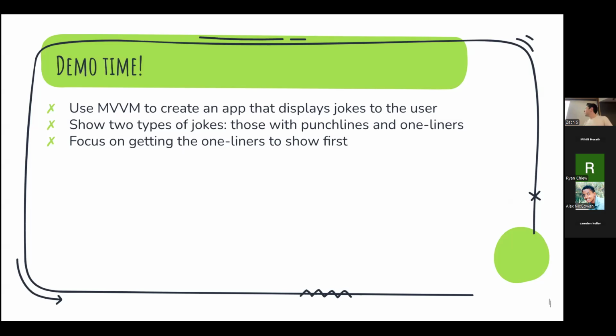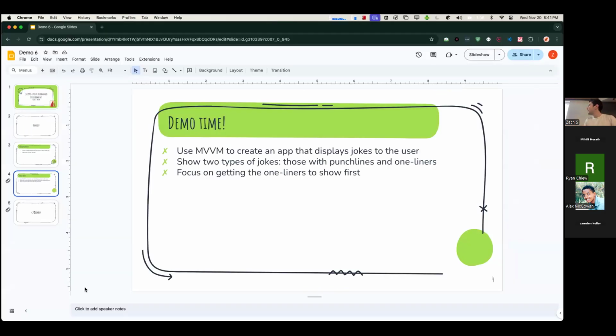And then the demo. We're going to use the model view model design pattern to create an app that displays jokes to the user. You're going to have to deal with two different data types here: jokes with punchlines and jokes that are one-liners. I would say focus on getting the one-liners to show first, and then figure out how to show the ones that have punchlines. I'll show you an example, and I'll also go over the schema because this problem is a little bit more complicated than it might seem.